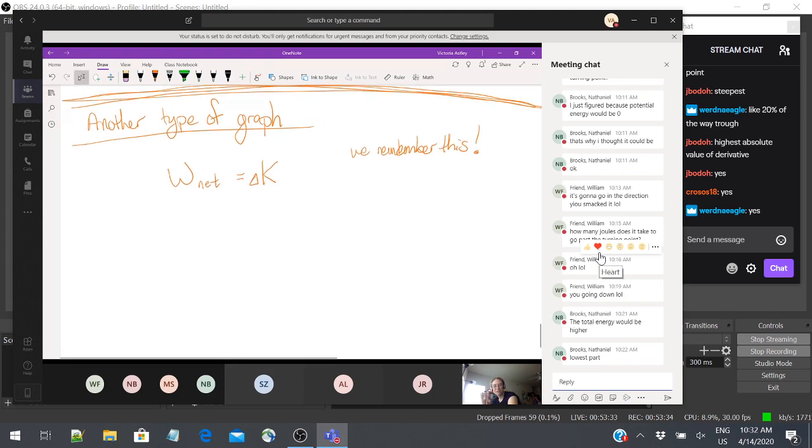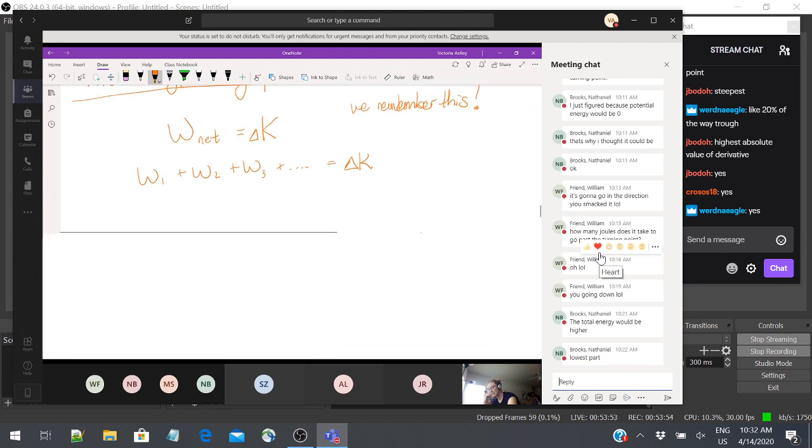I'm going to do some toying around with this equation. So the net work is what happens if you add up the work done by all of our forces, right? However many there are. Okay. I can divide these into categories. I can say work done by conservative forces. So this is like gravity, a spring, things like that.